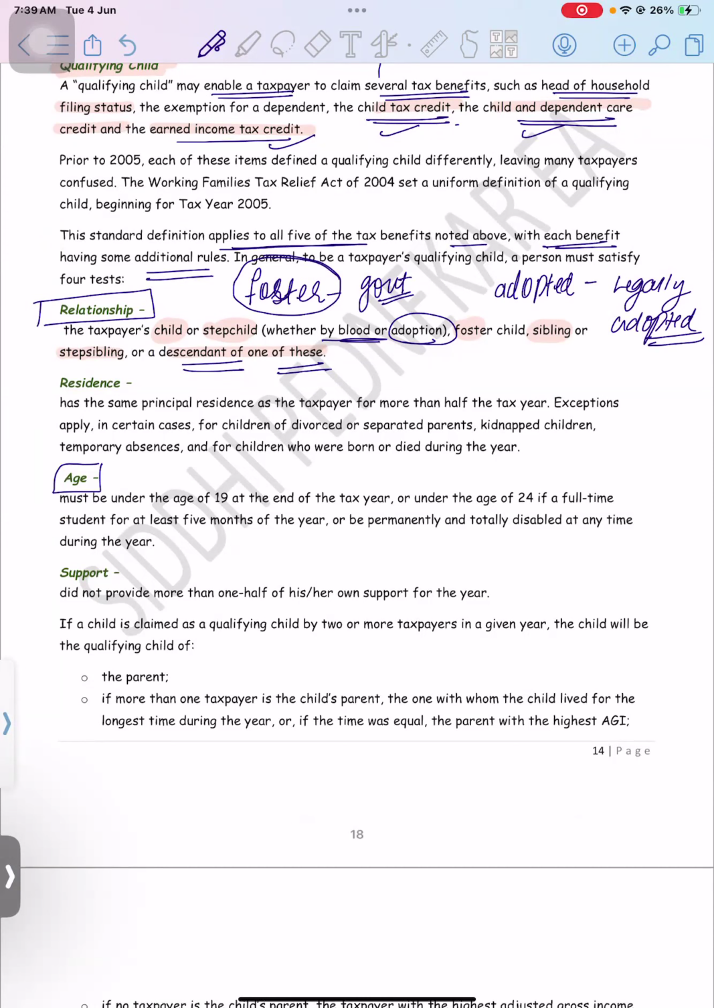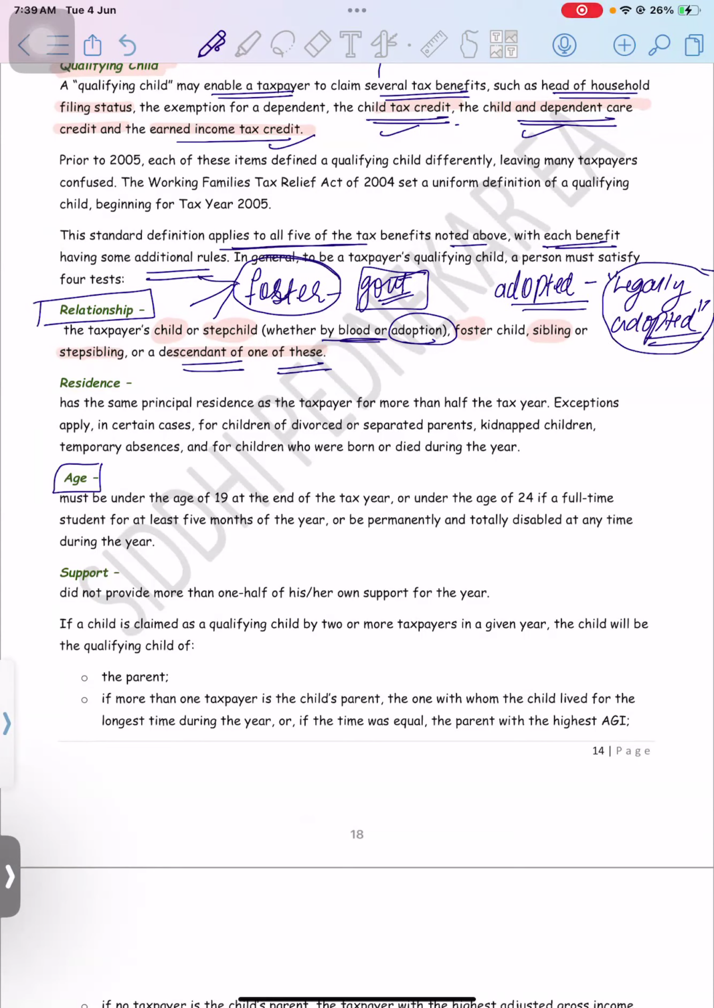See, foster child is where a government agency allocates a child. Let's say there are many homeless children, so they are going to allocate a child to better income earners. And adopted means you're willingly trying to adopt a child. It should be legal, the whole procedure goes on, all the paperwork, to legally adopt the child.